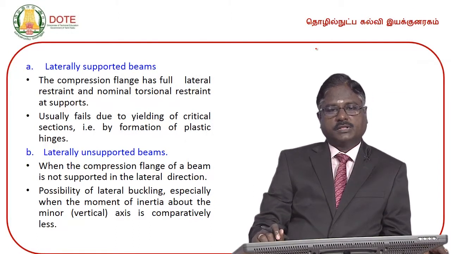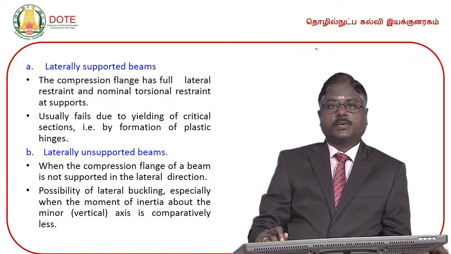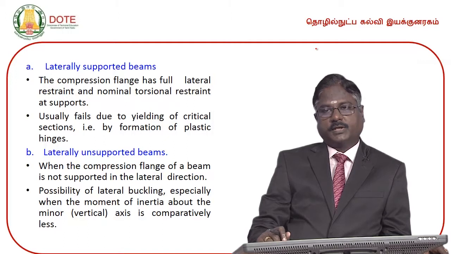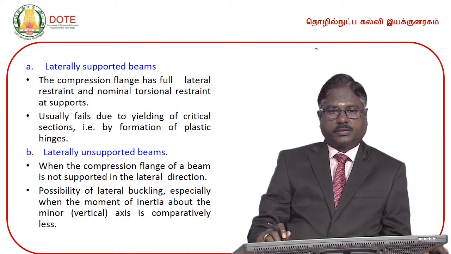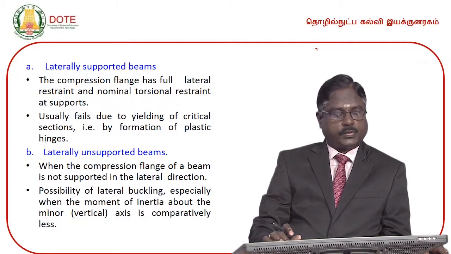When the compression flange of a beam is not supported in the lateral direction, then there is a possibility of lateral buckling. So, with this lateral buckling, the material in the cross section fails before it attains the yield strength or before it attains its capacity. So, that is the disadvantage of laterally unsupported beams.